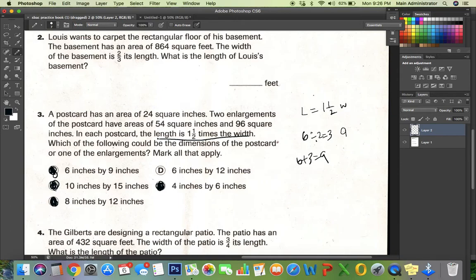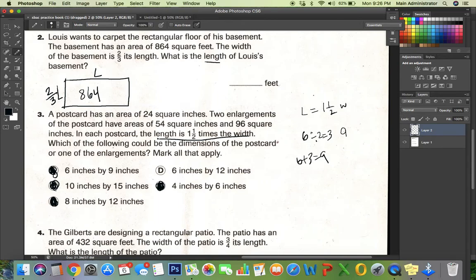Lewis wants to carpet the rectangular floor of his basement. The basement has an area of 864 square feet. An area is everything inside. The width of the basement, so the width is smaller, is 2/3 of the length. If this happens to be the length, this is 2/3 of, which means multiply, so I'm just going to put this fraction next to this variable because that means multiply. It's 2/3 of the length. It's shorter. These two numbers should equal 864.